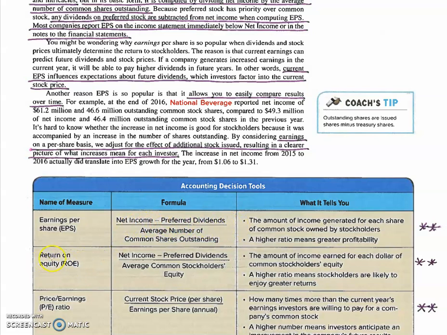Now, you also see here return on equity, commonly referred to as ROE, and there we take, again, net income minus preferred dividends and divide it by the average common stockholders' equity.